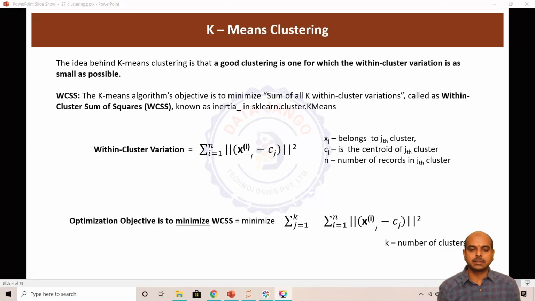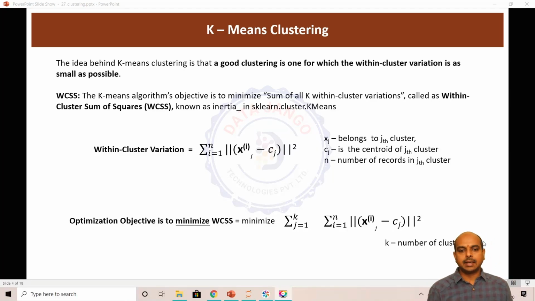Hello and welcome back. We have understood what is k-means clustering algorithm. Now we will try to understand how exactly the algorithm works and how to choose k. Because as a data scientist, we need to choose the best k. Right? How many clusters a data set should be split into should be decided by us.